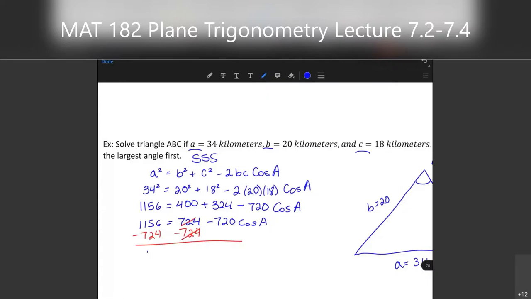1156 minus 724 is 432. And then it looks like we can divide by a constant before we take a look at that cosine. So we will divide by negative 720.